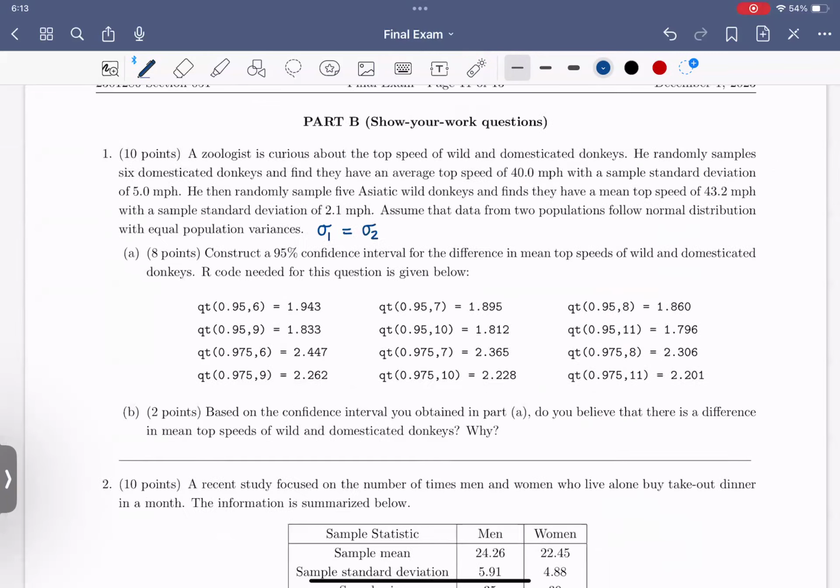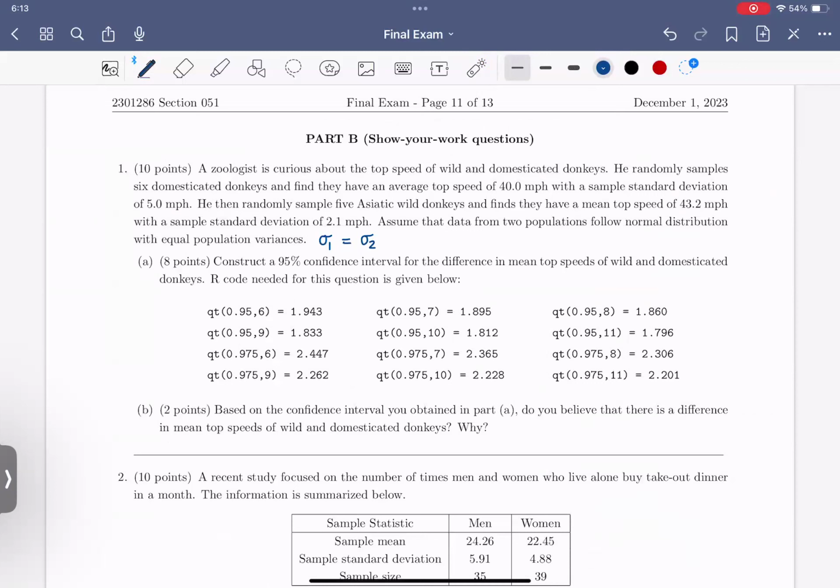All right. A, 8 points, construct a 95% confidence interval for the difference in mean top speed of wild and domesticated donkeys. The R code needed is given below. Part B, based on the confidence interval you obtained in A, do you believe that there is a difference in the mean top speeds of wild and domesticated donkeys? All right, we're gonna do it.